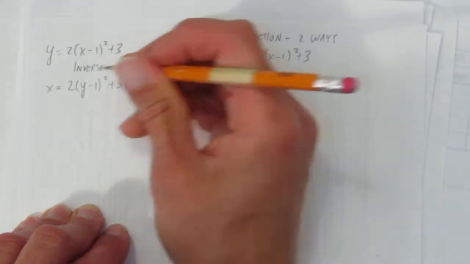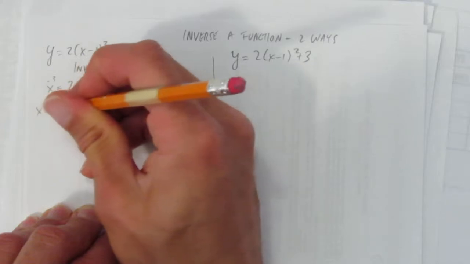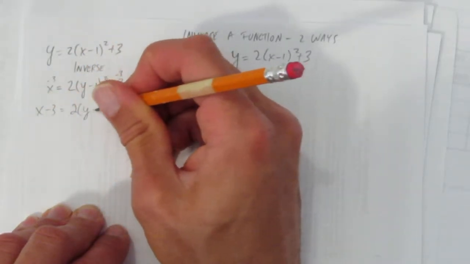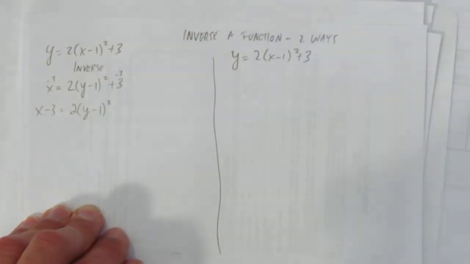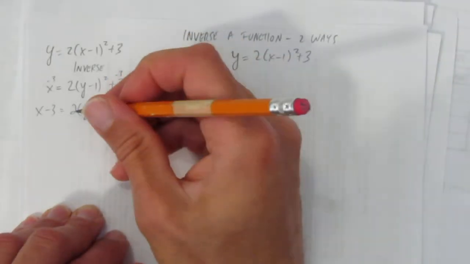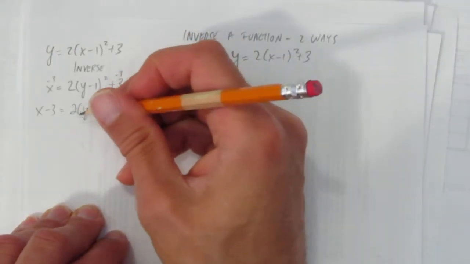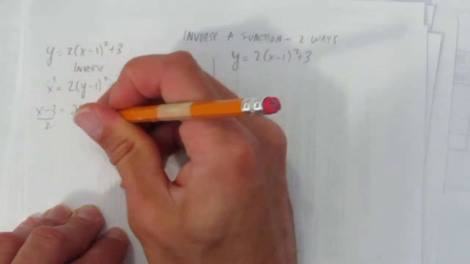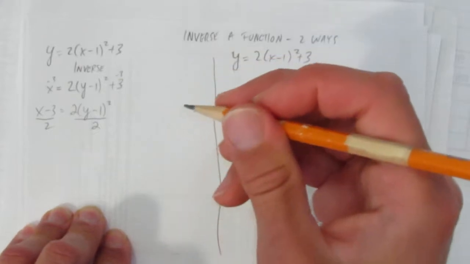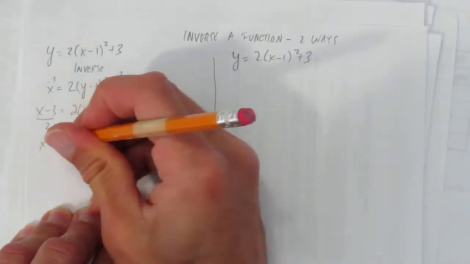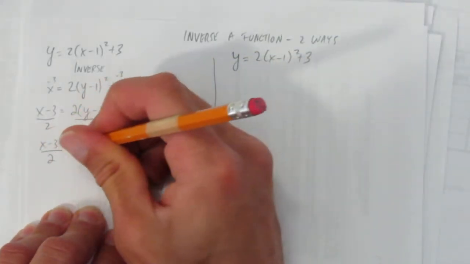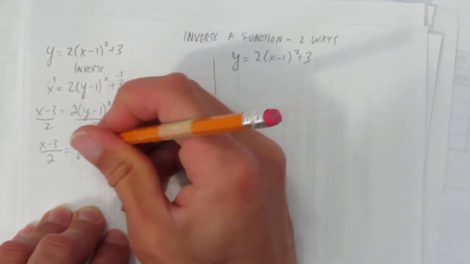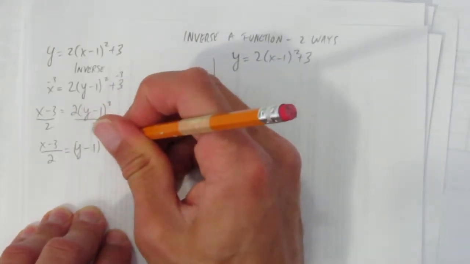How do you get rid of plus 3? Take away 3 both sides. And you're left with x minus 3 equals 2 times (y minus 1) squared. Now deal with this 2. What's the opposite of times by 2? I'm going to divide by 2 both sides. When I do that, I get (x minus 3) over 2 equals, these 2's cancel out like we want to, and you get (y minus 1) squared.